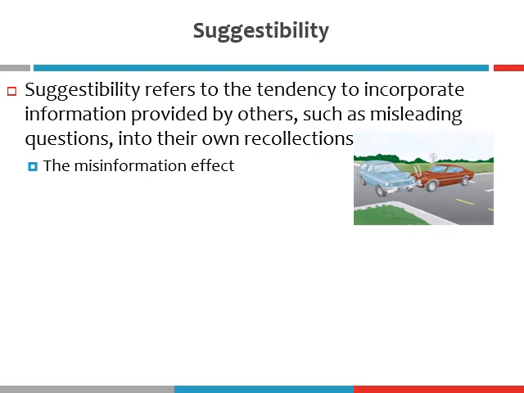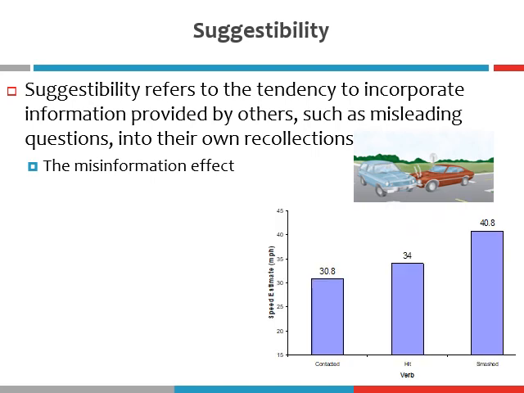How fast was the blue car going when it contacted the red car? And how fast was the blue car going when it smashed into the red car, right? And what she found is, depending upon the particular verb that she used, right, that had a direct impact on the estimates of speed that the participants provided, right?